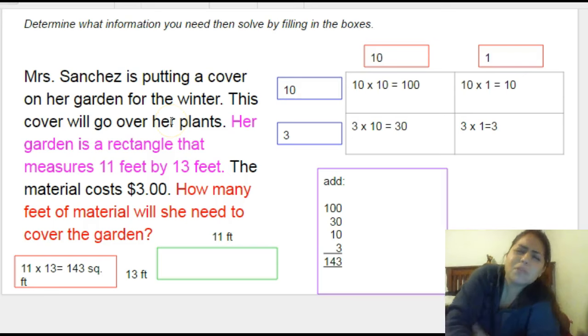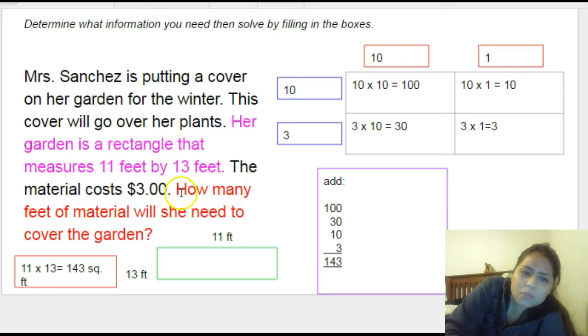When you're looking at a problem like this, just look at what they're asking. What do they want you to figure out? And then solve it. Multiply, divide, add, whatever it's asking you to do.